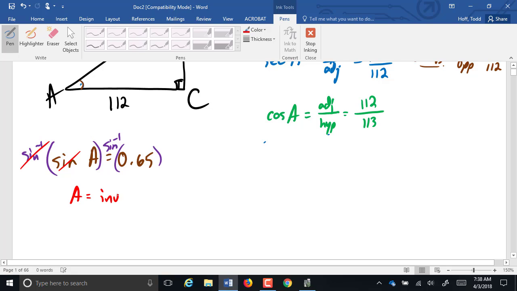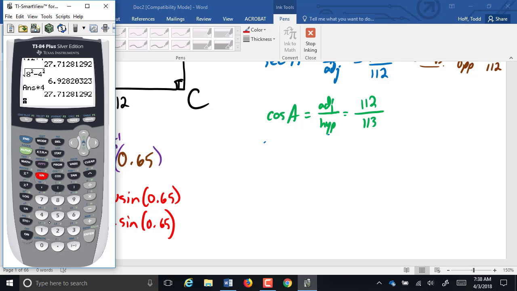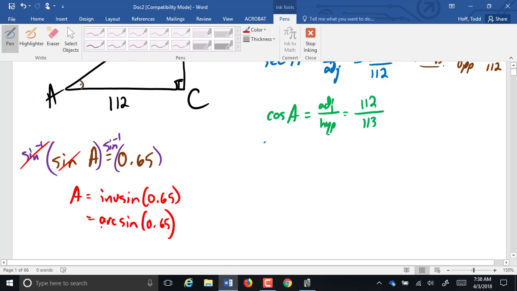Well, there's other ways to write it. You can write it like this, inverse sine, or you could even write it as arc sine. All of them mean the same thing. How do we find the inverse sine of 0.65? There you go. 40.54 degrees.